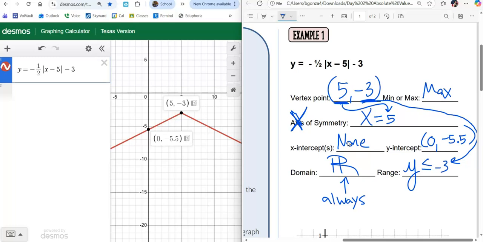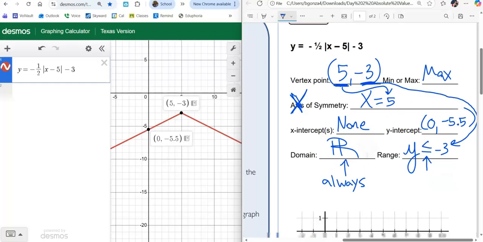Negative 3. Okay? So this x value of the vertex helps you with the axis of symmetry. This y value of the vertex helps you with the range. But you have to pick the correct one. Okay, this has to be correct. Is it going down, less than, or going up, greater than? Does everyone have that written down?